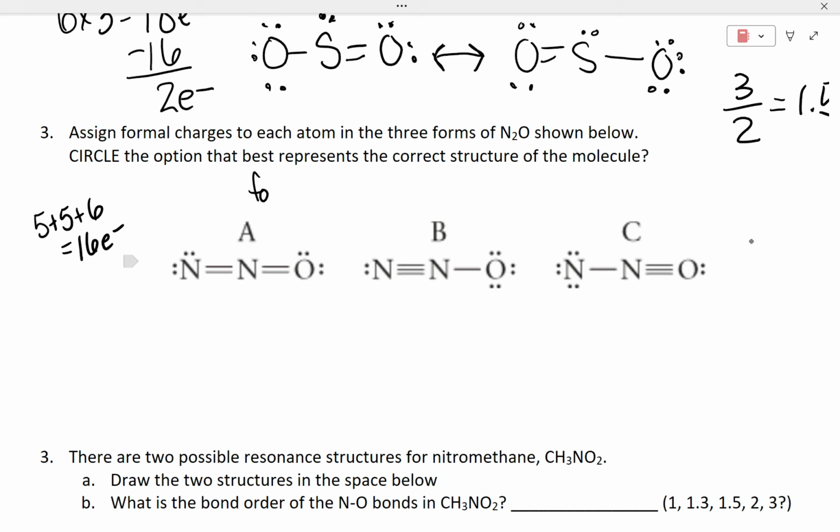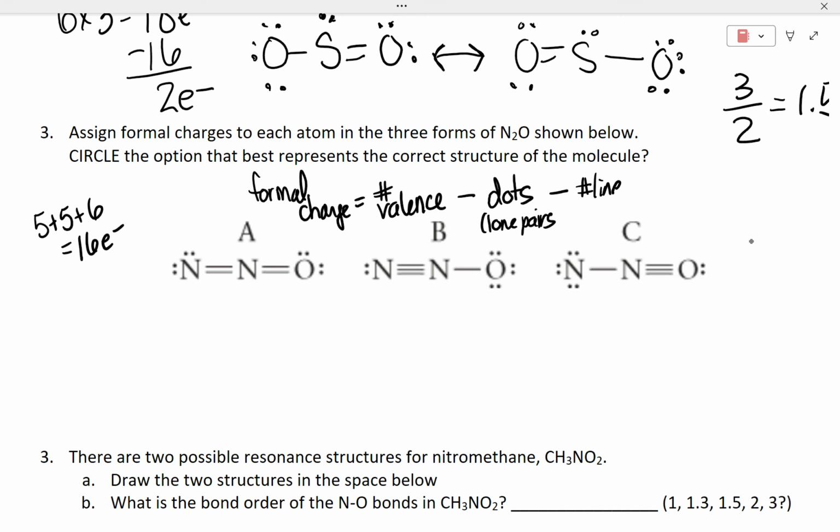The way that we find the formal charge is you look at the number of valence electrons that an atom would normally have, minus how many dots are on that atom in the picture, those are our lone pairs, and then minus the number of lines in the picture, those are our bonds. So let's look over here at this nitrogen. Nitrogen, on the periodic table, is in column 5, so it normally has 5 valence electrons. In this picture, there are 4 dots and there are 2 lines. So that means my nitrogen has a formal charge of -1.